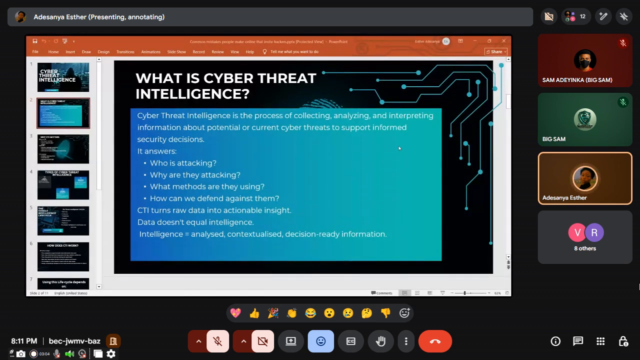CTI turns raw data into actionable insights, and data does not equal intelligence. Cyber threat intelligence is when data has been analyzed, contextualized, and it is decision-ready information.